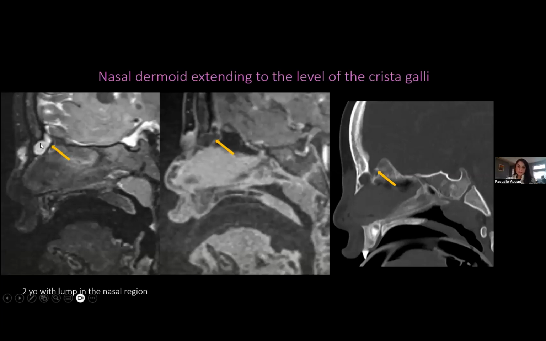This is an example of a 2-year-old who presented with a lump in the nasal region. And you can appreciate, in the region of the glabella, in the subcutaneous soft tissues, a mass that is T2 hyperintense. But additionally, in the region of the nasal bone and extending to the foramen cecum, we have an additional lesion that has similar signal characteristics, T2 hyperintense with thin rim of enhancement, corresponding to a deep extension of the nasal dermoid. And we can appreciate some widening of the foramen cecum at this level.